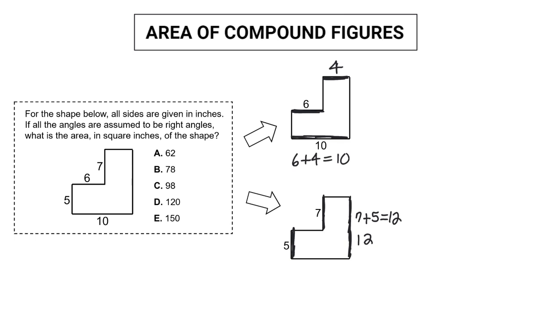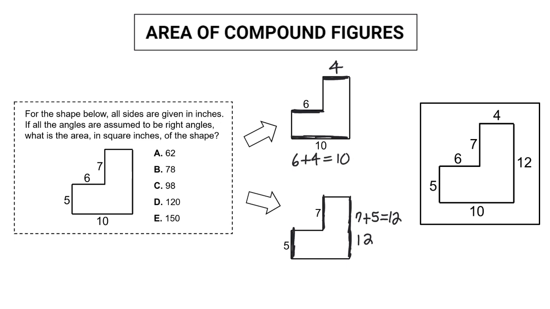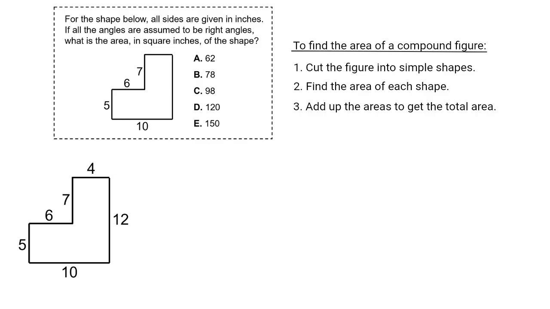Now we have all the sides we need to get the area of the figure. Let's go ahead and get that area. To find the area of the figure, all I'm going to do is cut the figure into basic shapes, find the area of each shape, and then add up the areas to get the total area. All right, let's go ahead and cut it like this. So the first shape looks like you've got a rectangle. That's going to be 5 and 6. And I know the area of that rectangle is going to be length times width, which is 6 times 5, which is equal to 30.